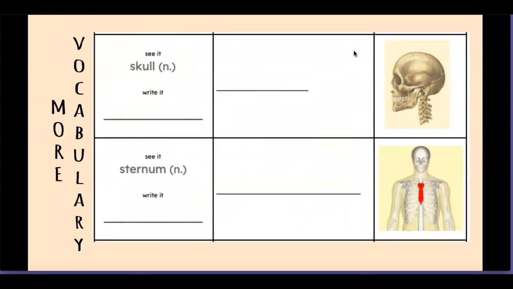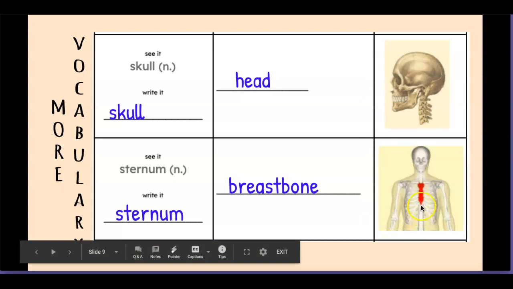Next we have skull. We're at the top of page 5 now. Say it with me. Skull. It's a noun. It's your head. Next we have sternum. Say it with me. Sternum. That's also a noun. It's your breastbone right here. It's your breastplate right between your rib cage. Kind of hold your rib cage together.